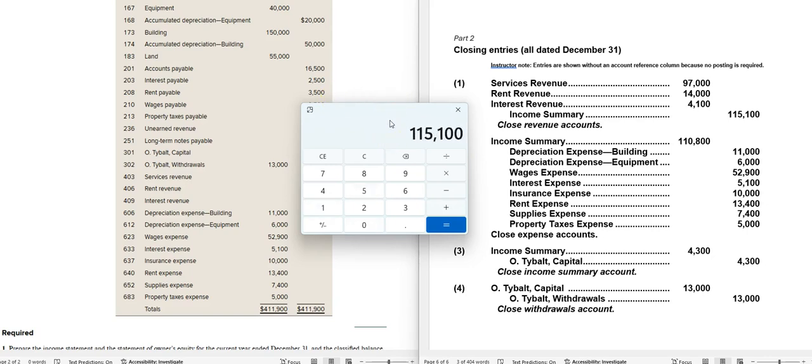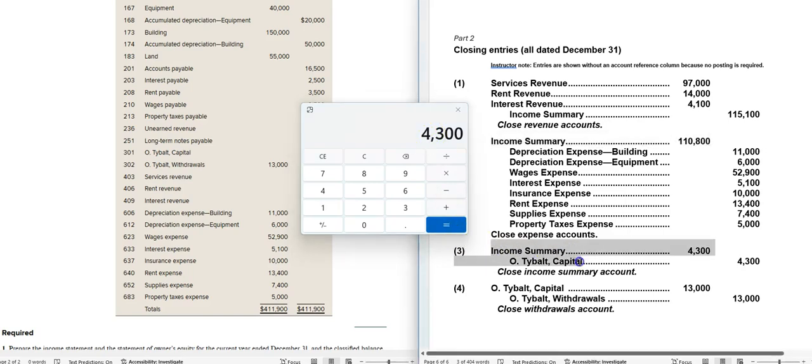Currently, my income summary account was credited for $115,100, and then I debited it for $110,800, which would have left it with a credit balance of $4,300. The credits in there were greater than the debits, leaving it with a credit balance. To get rid of that credit balance, I'm going to debit that account. So I'm going to debit income summary, and I'm going to transfer the amount of my net income into my owner's capital account. That increases owner's capital for the amount of my income for the year.